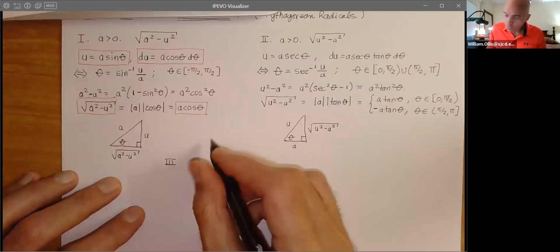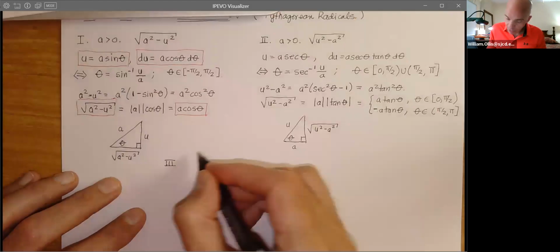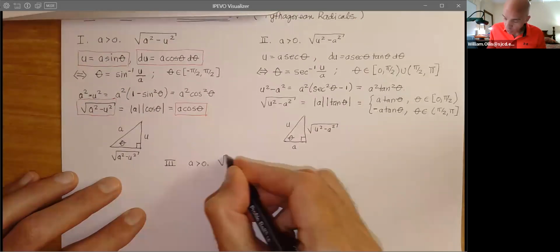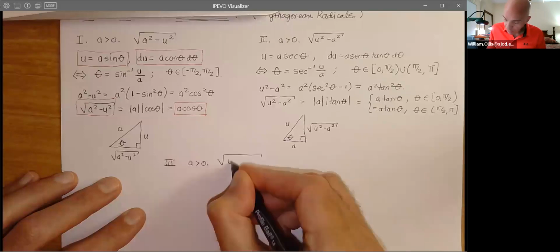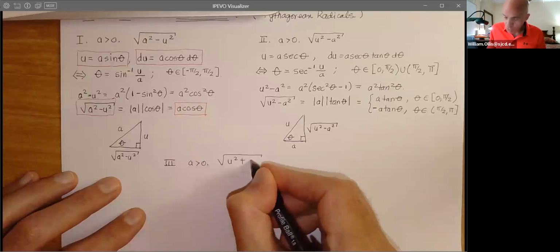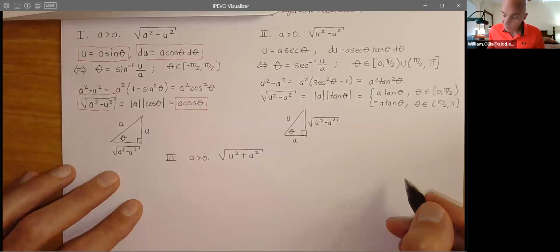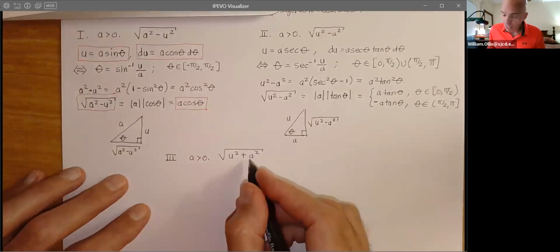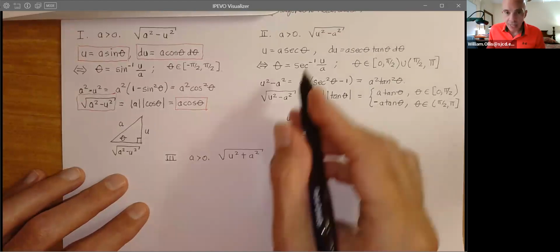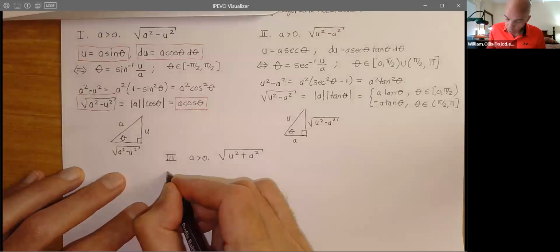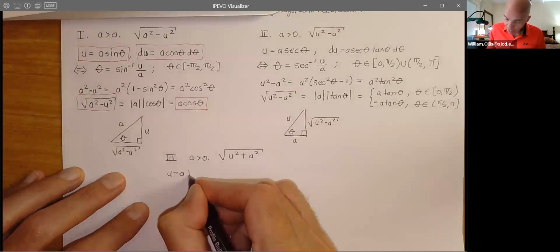looks like this. What if we had the sum? So we have a is positive, and we have the sum of u squared and a squared. And of course, we'll have some more integral formulas that you can put on your note cards to use. So in this case, we think, okay, well, with the plus here, it would be best to use the tangent function. So we have u will be a tangent theta.